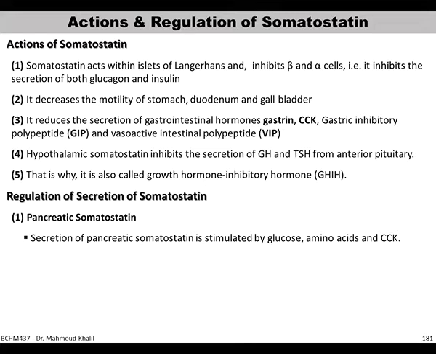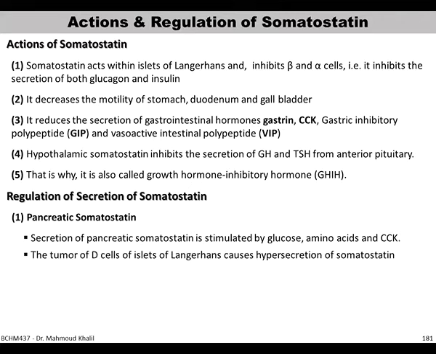For its regulation, the secretion of pancreatic somatostatin is stimulated by glucose, amino acids, and CCK. Any tumor in the D cells of the islets of Langerhans causes, of course, a hypersecretion of somatostatin. This will lead to hyperglycemia and other symptoms of diabetes mellitus.